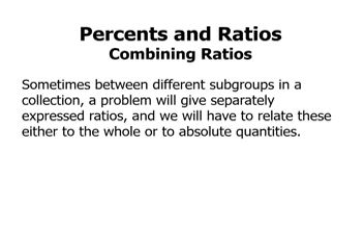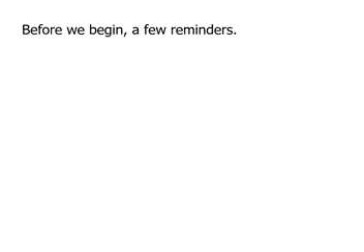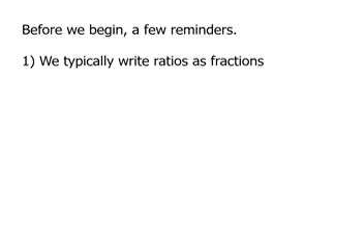Combining ratios. Sometimes between different subgroups in a collection, a problem will give separately expressed ratios. So we'll have 2 or more ratios, and we'll have to relate these either to the whole or to absolute quantities. Before we begin, a few reminders.